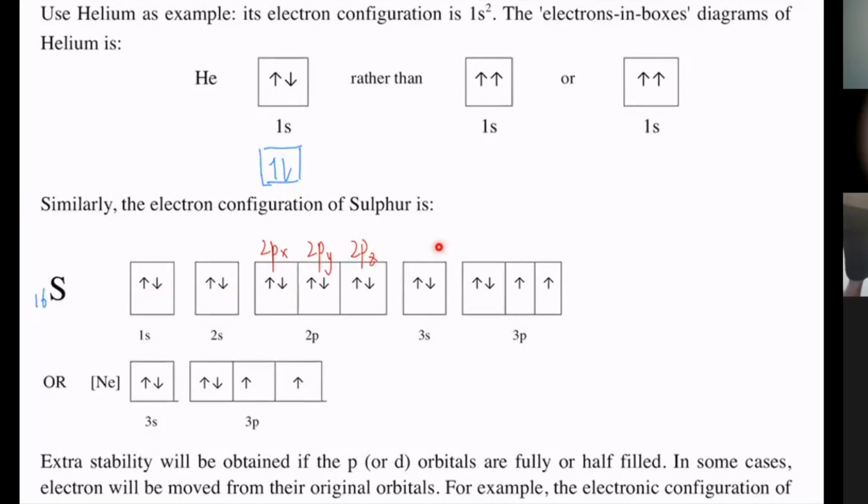Why is it so laggy? Sorry, give me a second. I want to restart this.